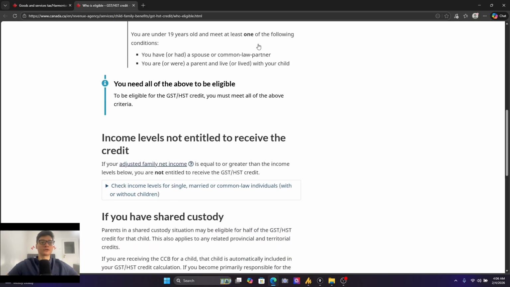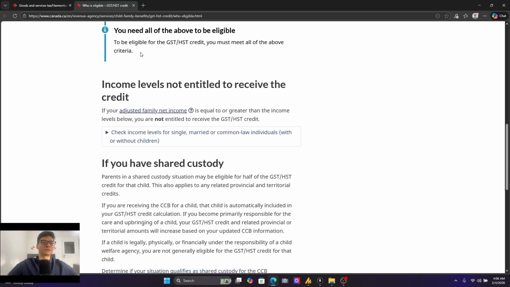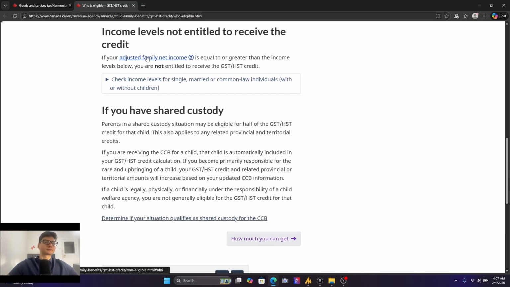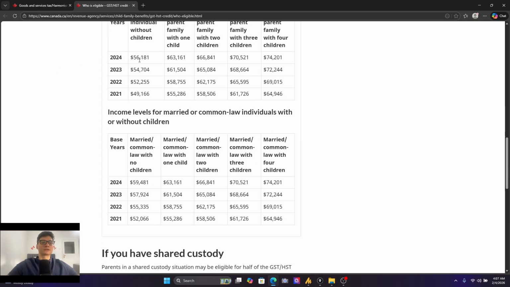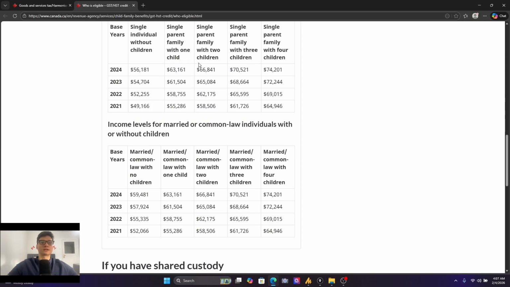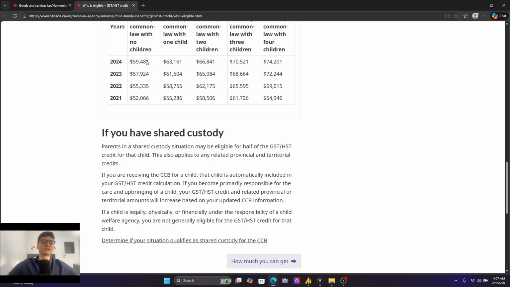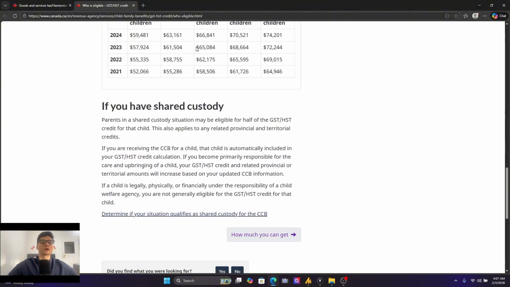But if you are under 19, you can still qualify if you have a spouse or common law partner, or you are a parent and live with your child. Okay. So if you're looking at the income level, the amount, not everyone is entitled to this. There is an amount here that depends on whether you are a single individual without children, a single parent with one child, a single parent with two or more, as well as if you're married or common law with no children, with one child, or with two children.